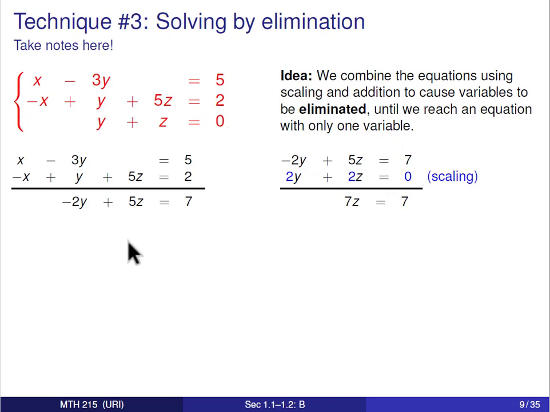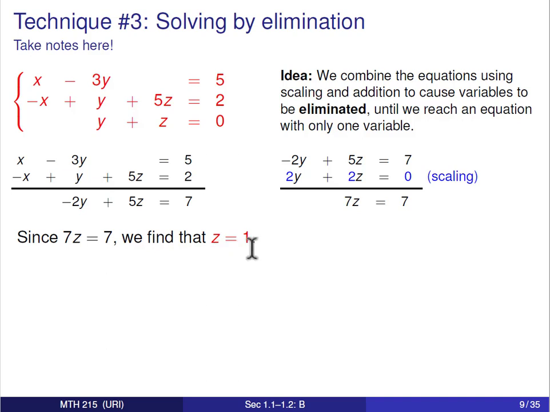And now, if I were to take the negative 2y plus 5z that I had gotten before, and that equals 7, and if I were to add that to my scaled version of the red equation, I'll get the minus 2y and the 2y canceling each other out, or eliminating the y's. 5z plus 2z is equal to 7z. 7 plus 0 is equal to 7. And I'm left with a very simple to solve equation. 7z equals 7. Dividing through by 7 gives us z equals 1.